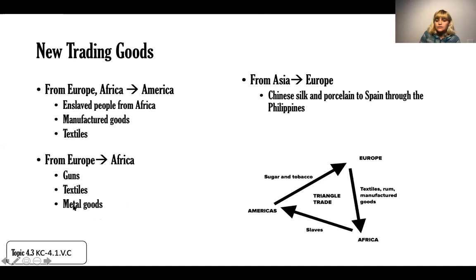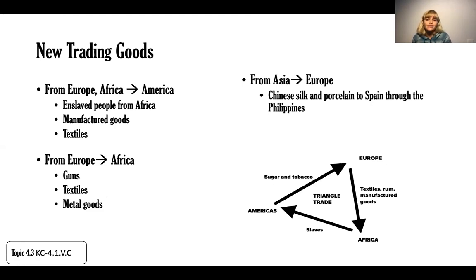So Europe, again, Europe doesn't have a lot of resources in period one, but they're eventually going to have a lot of technology. They're going to have guns, they're going to have textiles from these manufacturing industrialized factories, and they're going to have metal goods. And Africans want that. So Africans are going to capture other Africans for the slave trade in order to get these items.